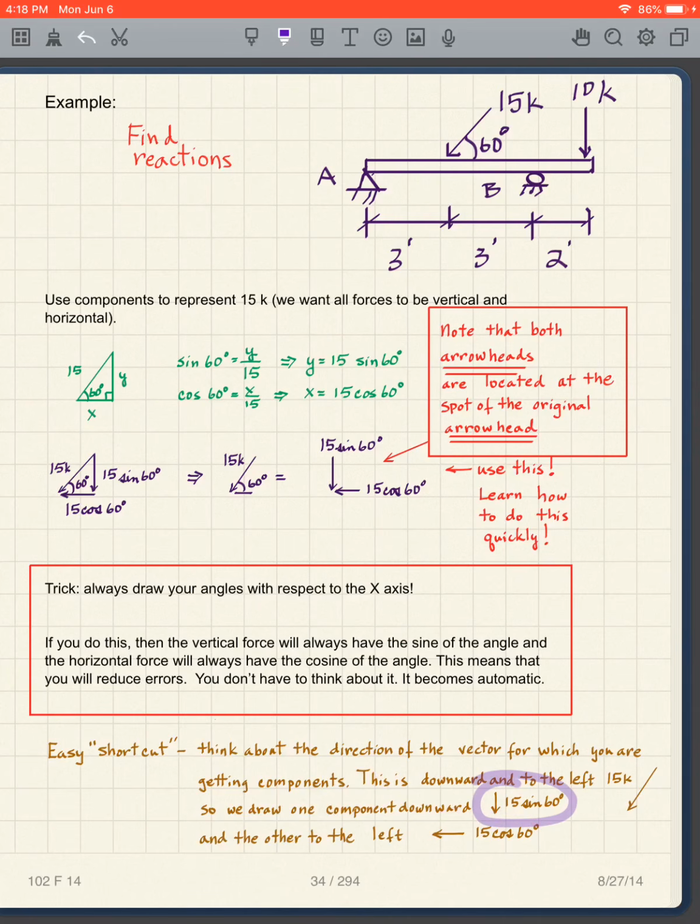So you can say it out loud to yourself. Oh, this is downward to the left, so I need a downward and I need a to the left. And the vertical one, the downward one, is the sine of the angle. The horizontal one, the one to the left, is cosine of the angle. So it's that straightforward. We'll go through several of these.